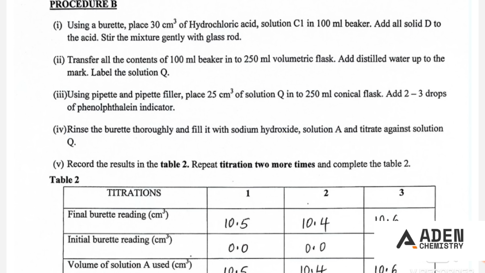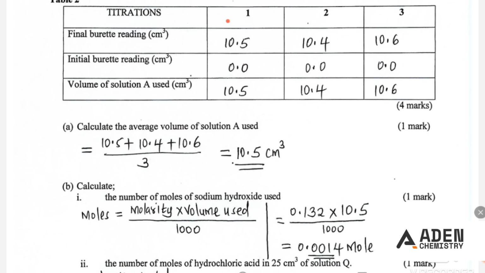So next we are going to proceed to procedure B. Read the procedure. We are going to go to table 2. In table 2, the first titration, our initial burette reading was 0.0. The final burette reading we have gotten is 10.5. So when we subtract, we get 10.5. The second titration, we have used 0.0 as our initial burette reading, and we have gotten 10.4. When we subtract, we get 10.4. The third titration, we have used 0.0 as our initial burette reading, and we have gotten 10.6. When we subtract, we are going to get 10.6 as our volume of solution A used.